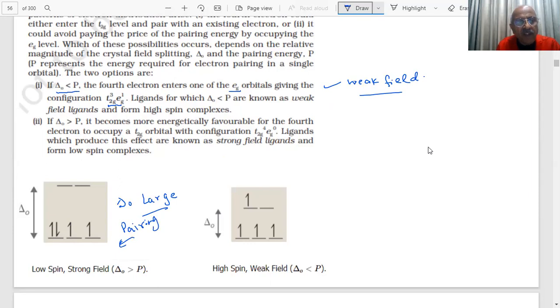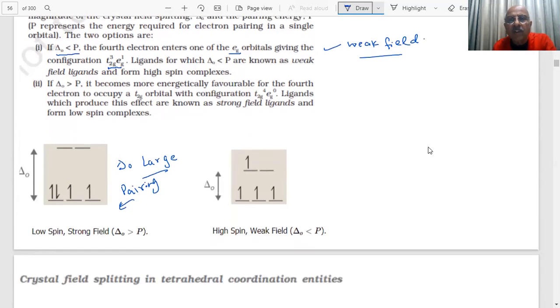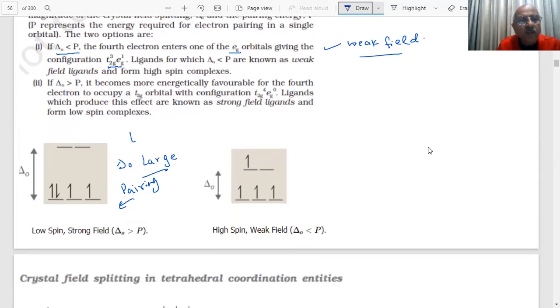Pairing of electrons takes place, and you have seen what you are getting: t2g4 eg0. When delta O is small, this is called a low spin complex, low spin, because the number of unpaired electrons becomes less when pairing takes place.